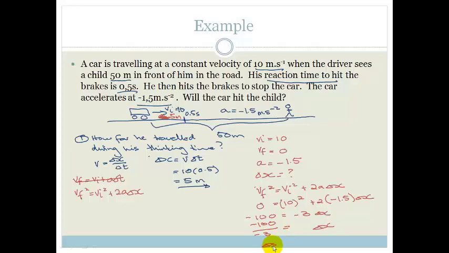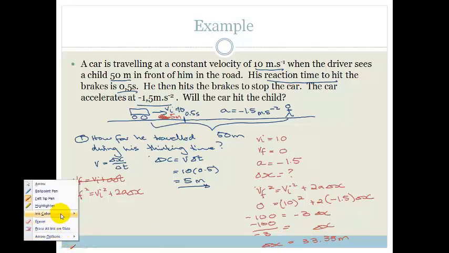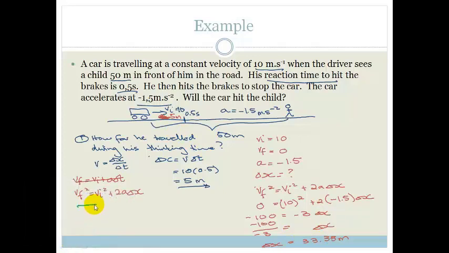So our delta x equals 33.33 meters. So he takes another 33.33 meters. So in total, he has traveled 5 meters during his thinking time plus the 33.33 meters, which equals 38.33 meters. So lucky for us, will the car hit the child? No, the child survives. Why? Because he had 50 meters and he only traveled 38.33 meters.